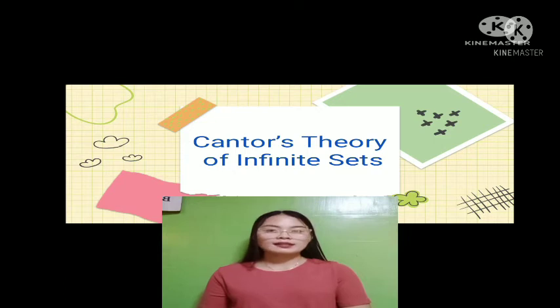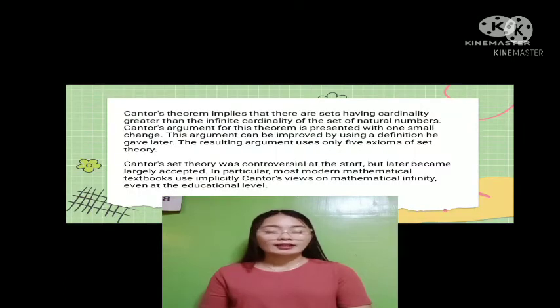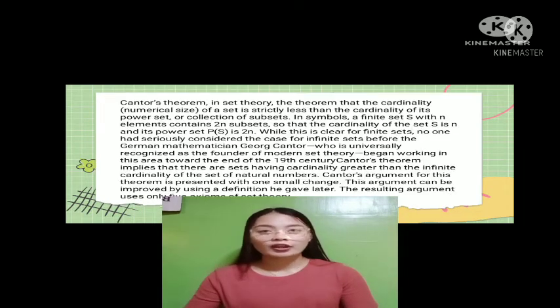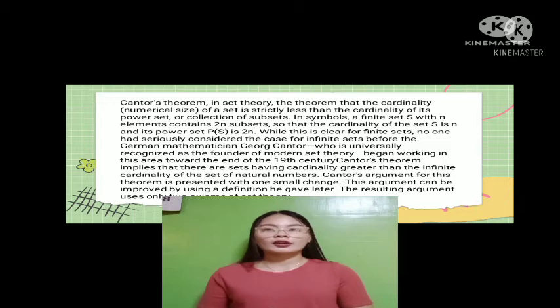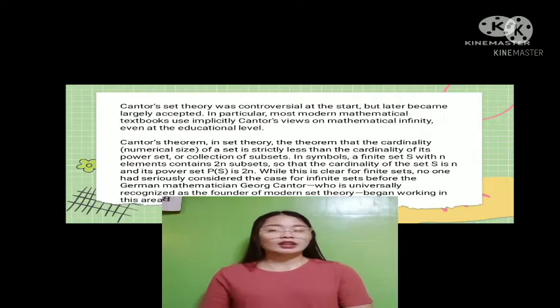Next is Cantor's theory of infinite sets. Cantor's theory implies that there are sets having cardinality greater than the infinite cardinality of the set of natural numbers. Cantor's theorem for infinite sets rested on a version of his diagonalization argument, which he had earlier used to prove that the cardinality of the rational numbers is the same as the cardinality of the integers by putting them into a one-to-one correspondence.